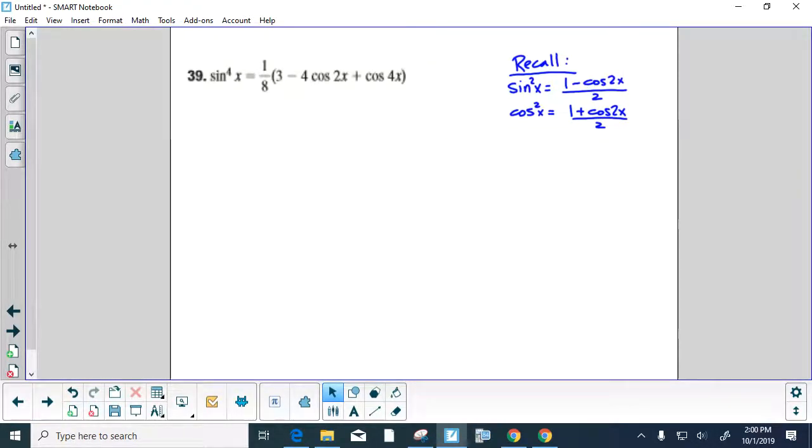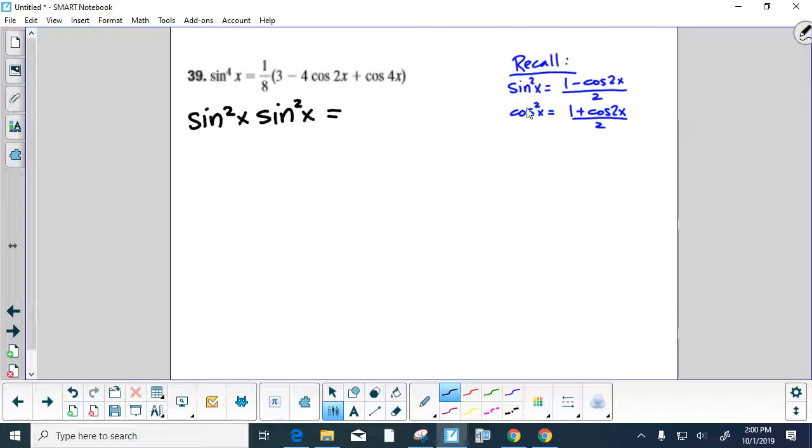There we go. So I'm going to work on the left side because I can expand using power reducing. All right, here we go. So what is sine to the 4th? Well, that's just sine squared x times sine squared x, isn't it? And can I replace each of these with the identity here? Okay, so let's do that.